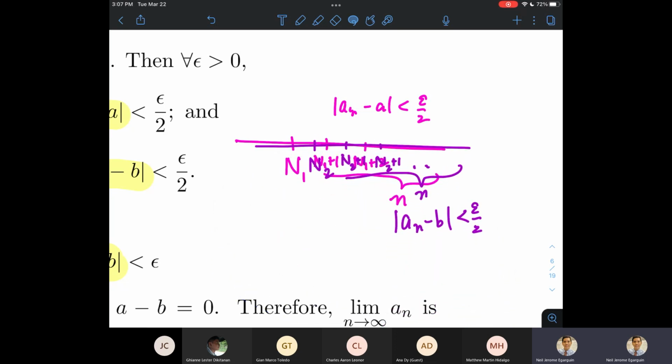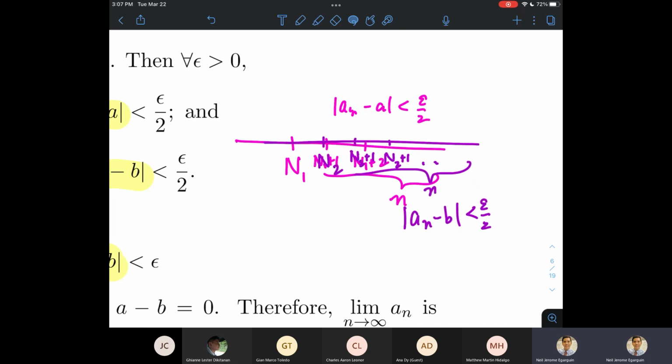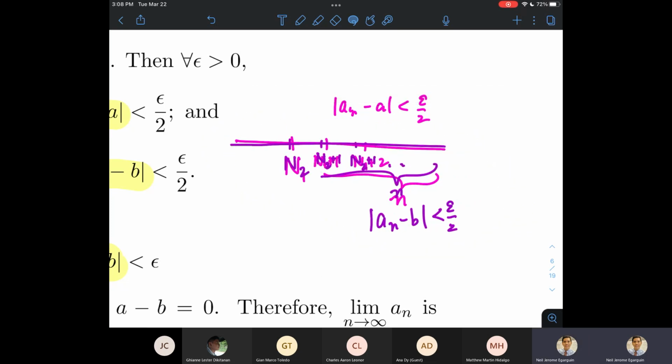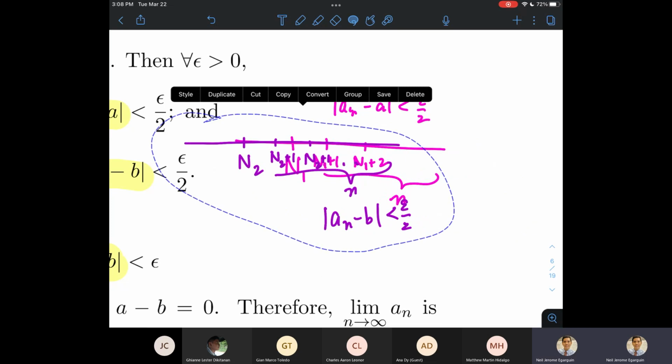So pag juxtapose ko to, halimbawa nandito si N2, dito siya. Okay. Gusto kong maging totoo yung inequality, pero tingnan nyo, kung mas malaki si N1 kaysa kay N2, so ibig sabihin, pag lumampas na ako kay N2, lampas na rin ako kay N1, so totoo na yung dalawang inequalities. Now, kung baligtad naman na si N2 yung mas maliit kaysa kay N1, okay? Totoo yung second inequality, dun sa mga mas maliliit kay capital N1, pero hindi ko pwedeng piliin yon kasi hindi naman totoo yung first inequality pag hindi pa ako lumalampas kay N1.